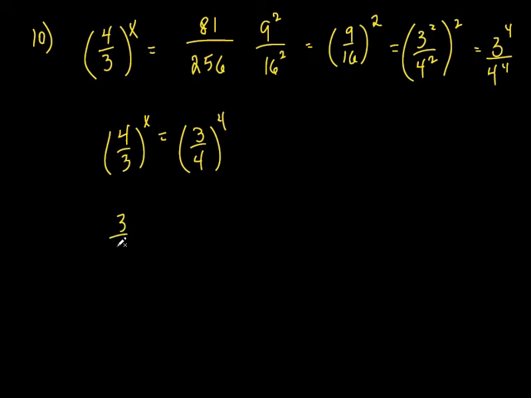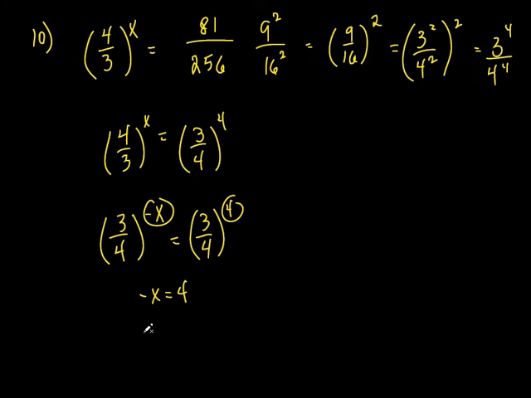So if I take the inverse of that, that would be 3 to the 4th. But I can't just take the inverse of that. What else do I have to do? I have to change the sign of the exponent. So that's going to be to the negative x. And this I'm not going to change. Why am I not going to change it? Because now they're the same base, aren't they? Now they're exactly the same base. So if they're the same base, what can I do with the exponents? Set them equal to each other. And then x is negative 4.